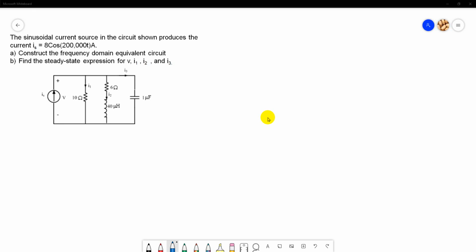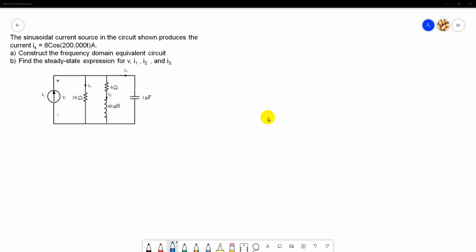Okay, so last class we learned about AC series circuits. For today we learn about a more complex circuit, which is the parallel circuit, or in this case actually a series-parallel circuit. There is a series component in the branch with the I2. So how to do this? The same step. You have to construct a frequency domain equivalent circuit first.